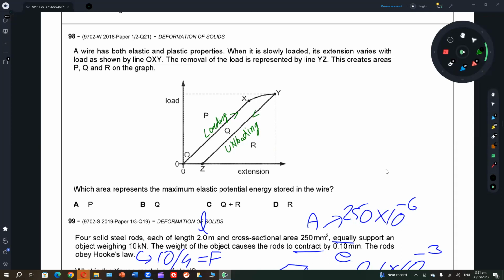He asks which area represents the maximum elastic potential energy stored in the wire. It looks to be a memory question. The topic is deformation.